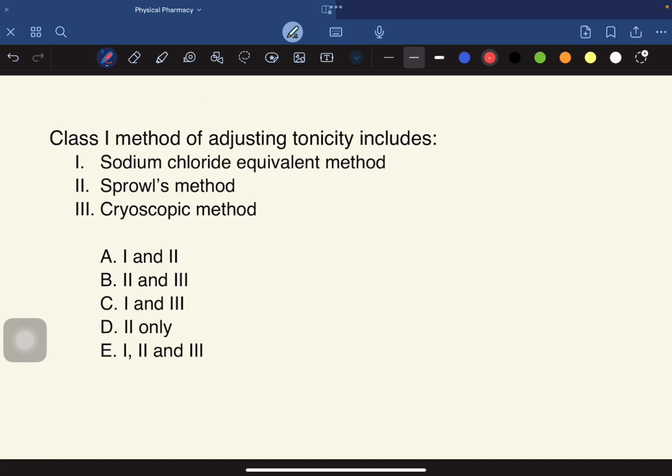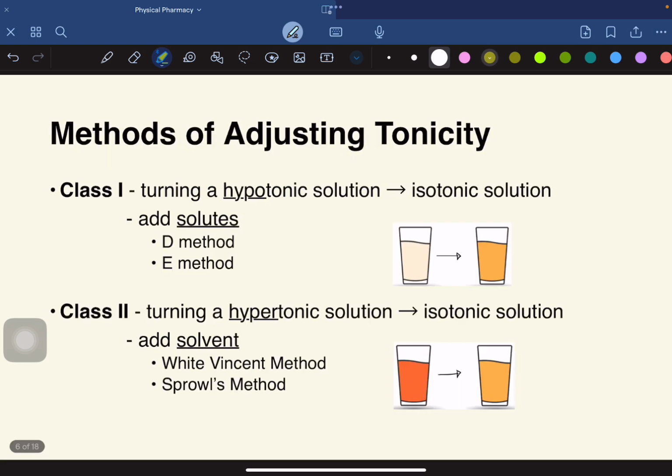Question. Class 1 method of adjusting tonicity includes. So the answer to this one is 1 and 3. So there are different methods for adjusting tonicity. My class 1 at my class 2. So si class 1, this will refer to turning a hypotonic solution into an isotonic solution, meaning we will add solute. So an analogy would be malabnaw na juice nilagyan natin ng powder.